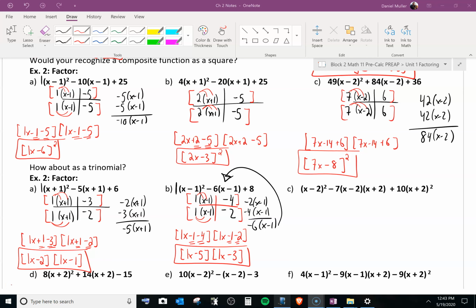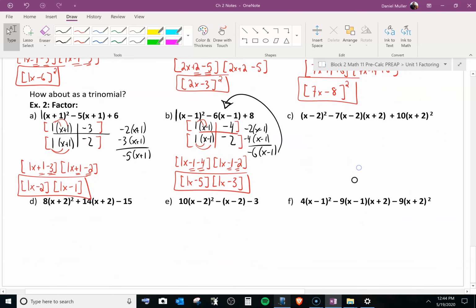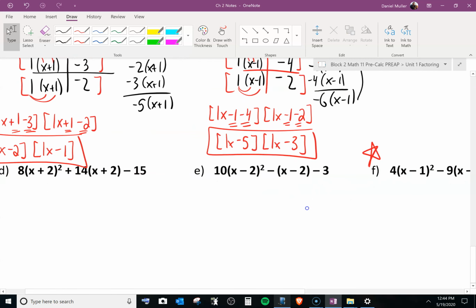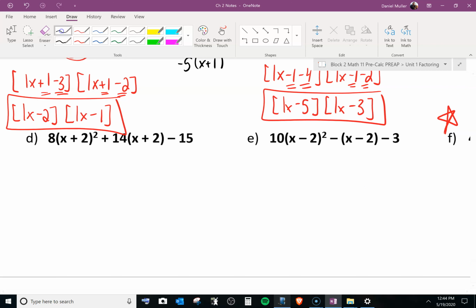All right, let's continue on here. I'm going to save C and F for the end. They seem to be the more challenging ones, or not even that, probably just the ones that take a little bit longer. Let's continue on here, though.